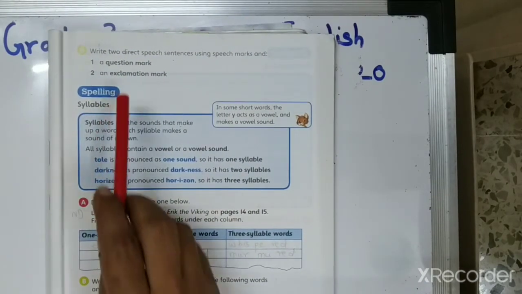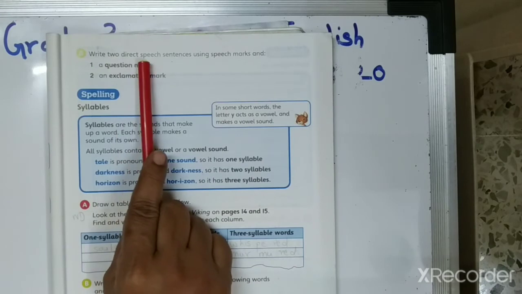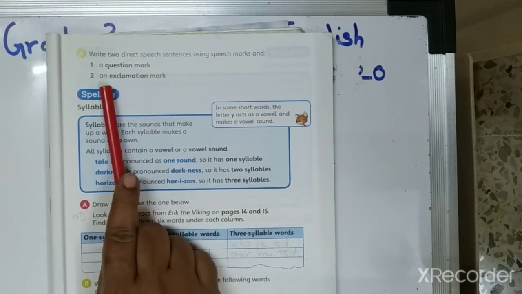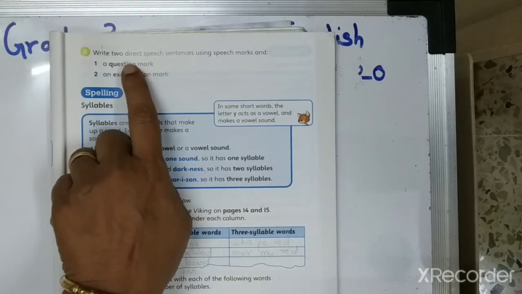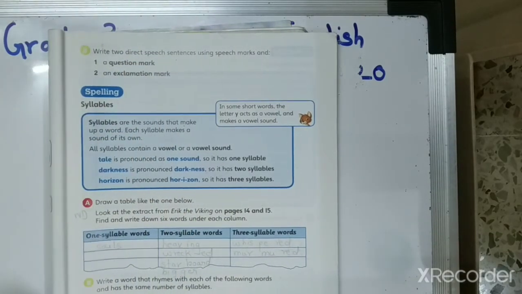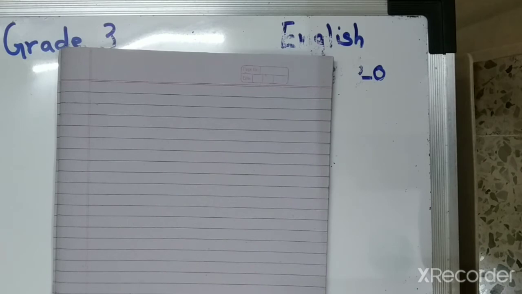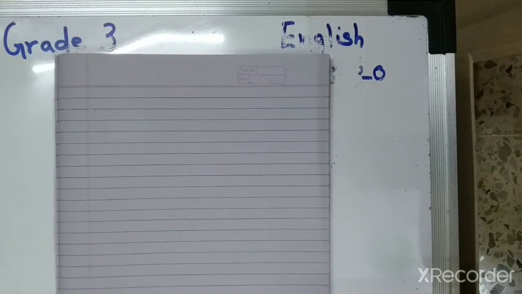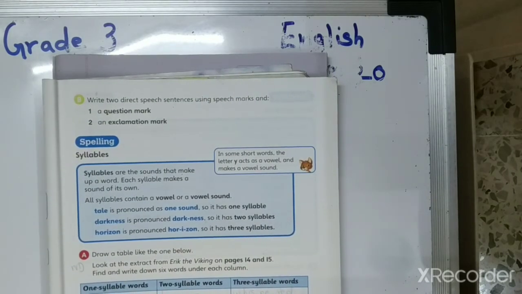Read this, children. Write 2 direct speech sentences using speech marks. So you have to write 2 direct speech. One is with a question mark and the other is with an exclamation mark. Okay. I'll do one with you so that you get an idea. Think of an example, children. They have asked us for 2. So let's start with the question mark first. Think. Let's take something from the text so that it becomes simple for you. Think of a sentence with a question mark. This is your question. Take time, children. Read the question. That is the B1, capital B, page 19.